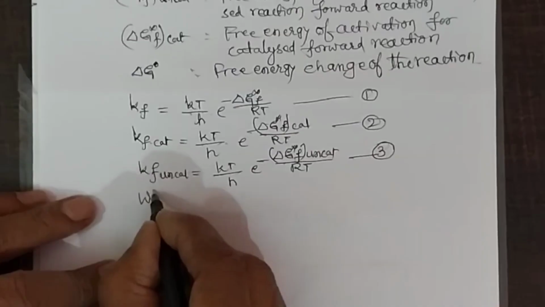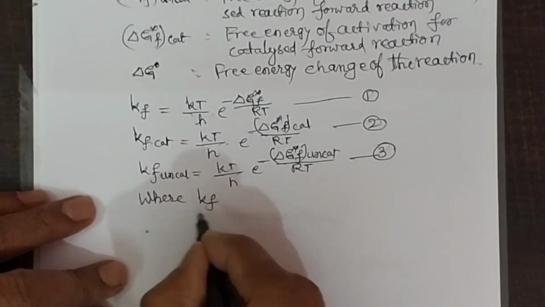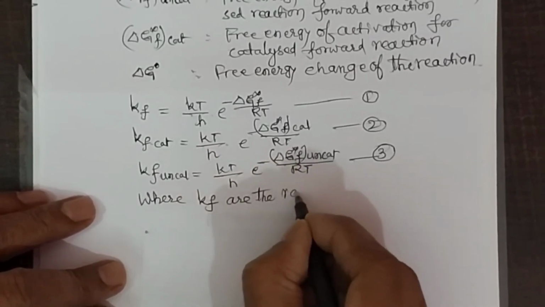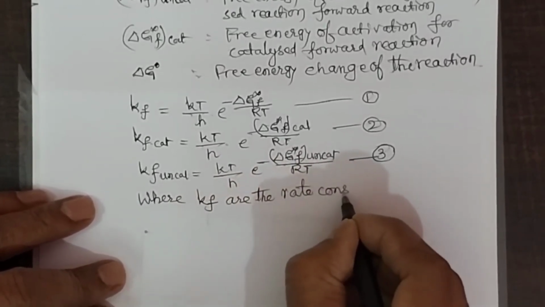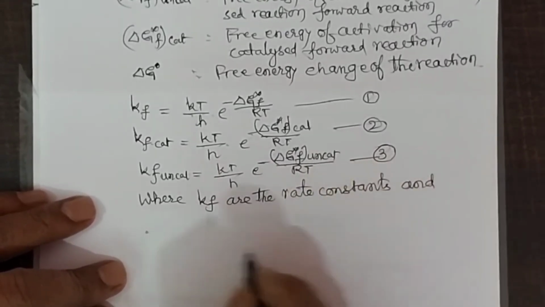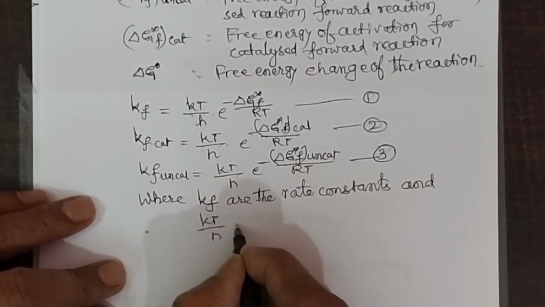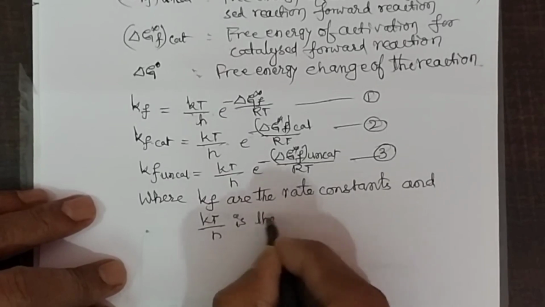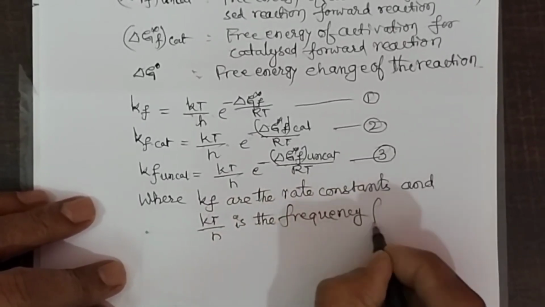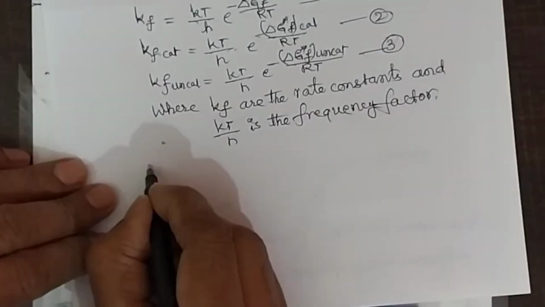Here, Kf are the rate constants, and kT by h is the frequency factor. Equilibrium constant.